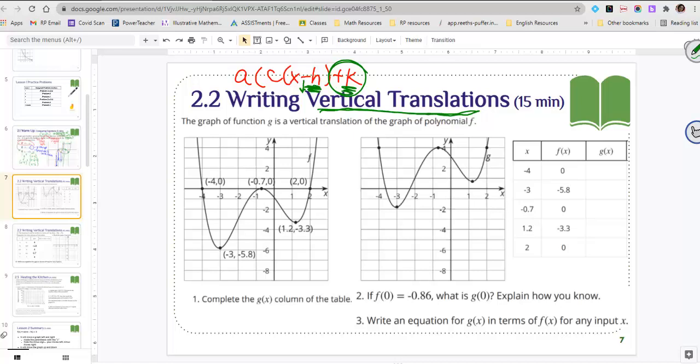So our K values today are going to be moving things up if we have a plus K value, or moving it down if we have a minus K value.